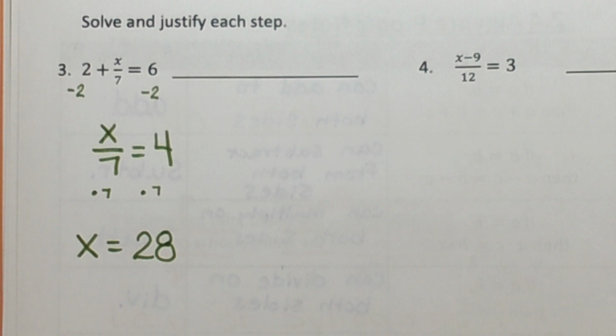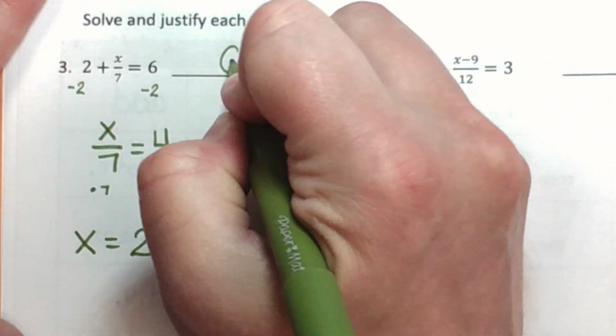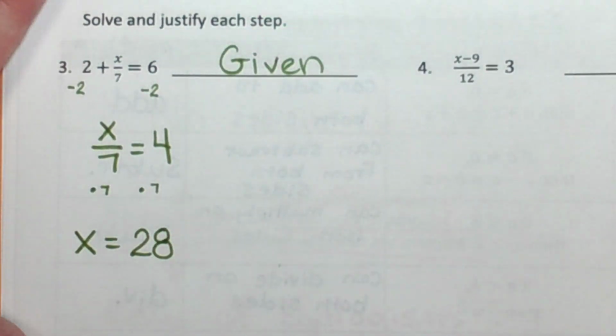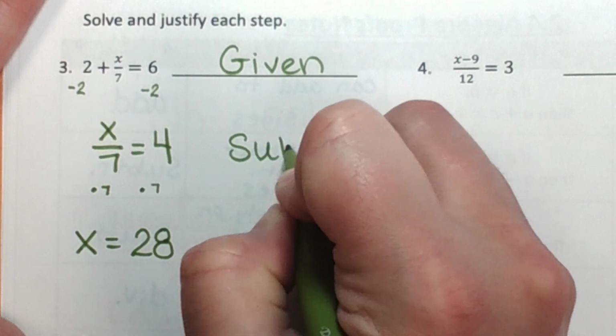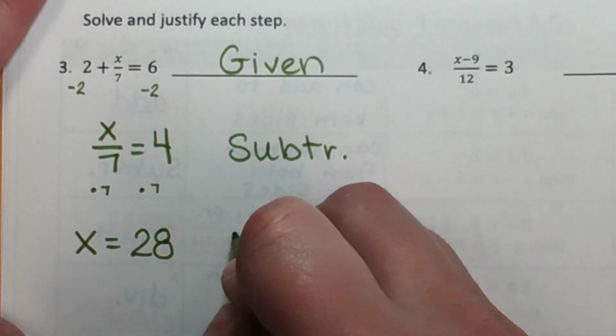The stuff on the sides. Now, you can do the stuff on the side afterwards. There's nothing wrong with that. The only thing I will warn you about is sometimes when it gets to the longer problems, you might have forgotten how you got there. So I do recommend you do it as you go. How did we start? Well, we were given. Then the next thing we did was subtract. And then we multiplied.